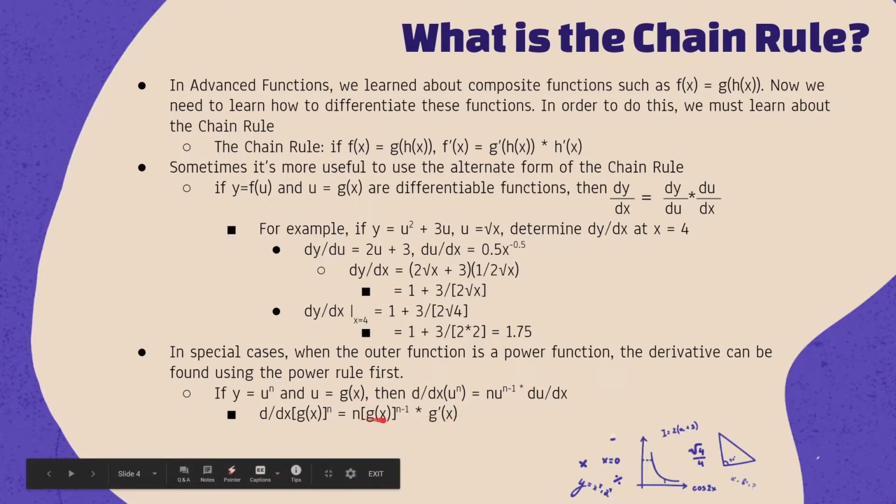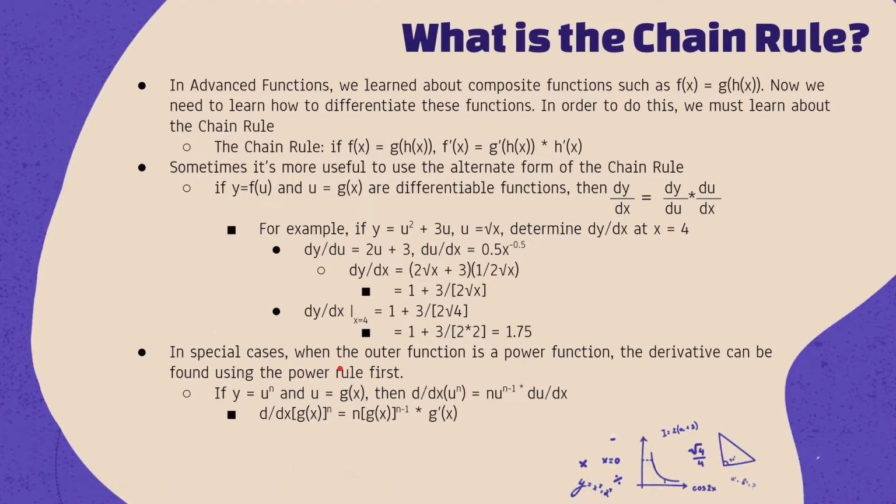N times g of x, which was our u, to the power of n minus 1 times g prime of x. Again, this might be a little bit complicated for now, but we're going to do a couple of examples which hopefully gets you going on these types of questions.